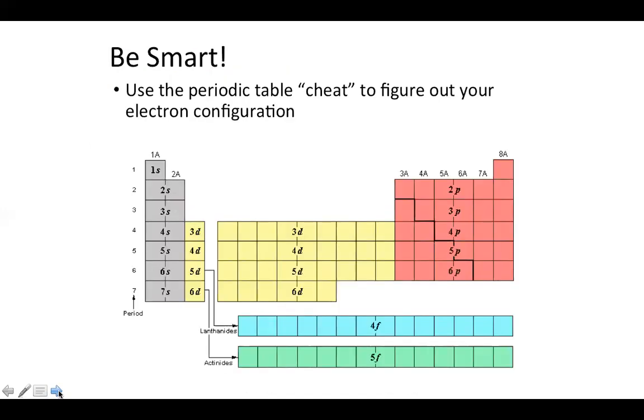Now, we previously said that the first principal energy level has one sublevel. The second principal energy level has 2 sublevels, an S and a P.